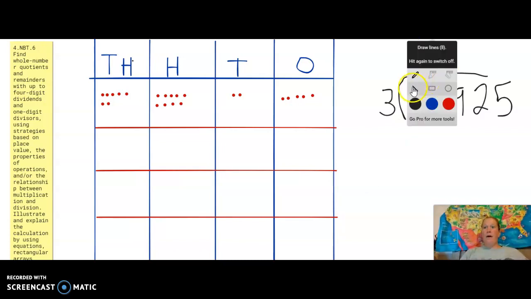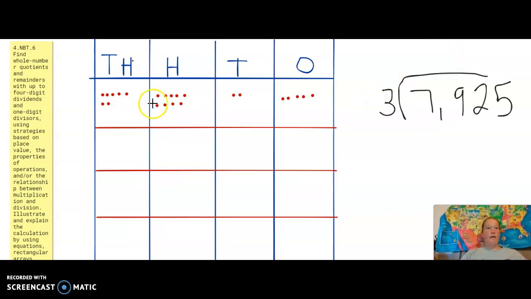So, all right, let's make our dots blue today. Here we go. Okay, if I have 7 thousands, how could we break those 7 up into 3 groups? Well, we could do 6. If I did 7, that group would have more. So we can do 6 evenly. So we've got to cross off 6 of them.